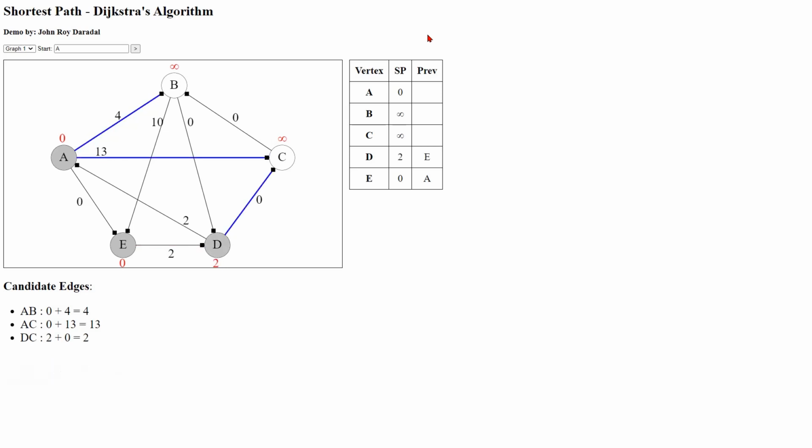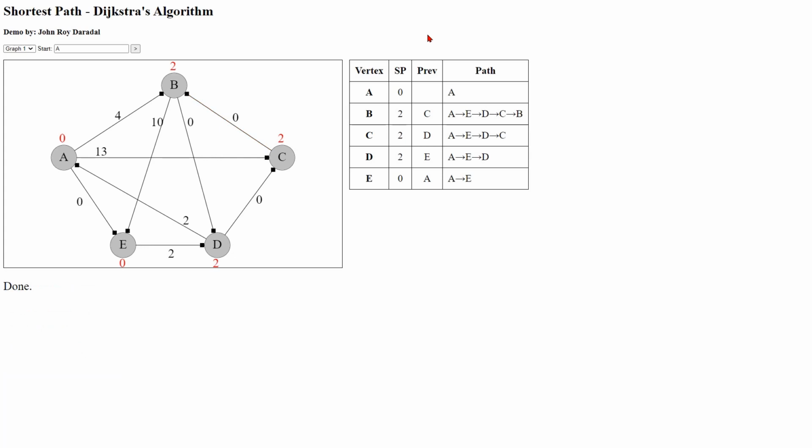After that, minimum is DC, right, with 2 as well. So this will be relaxed to 2, with C being 2 and then previous of D. After this, there's only 2 candidate edges and the minimum is CB with 2. So B will become 2 and previous of C. So this is now our shortest paths starting from A to other vertices. So let's remember it's 0, 2, 2, 2, 0.